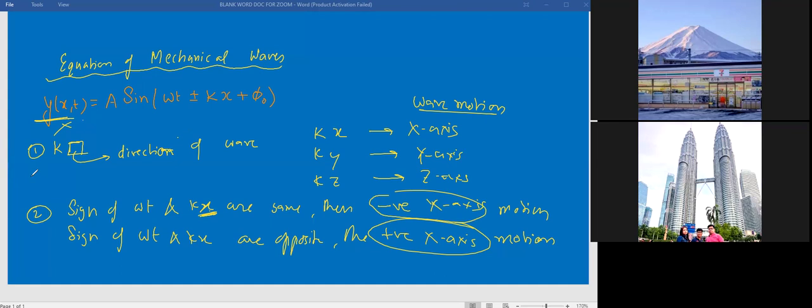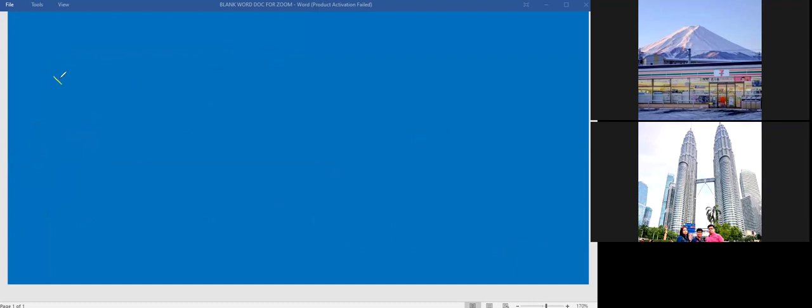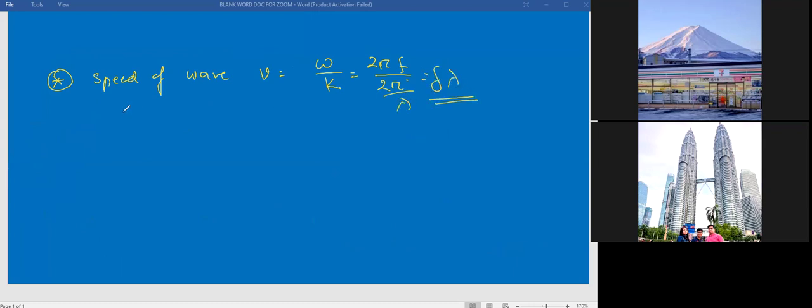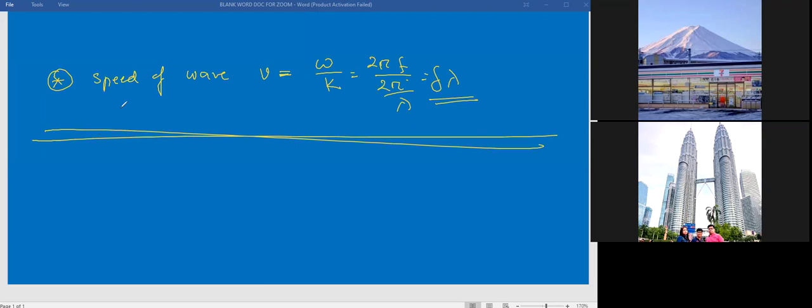So now, one more thing. From this definition, you can also get the speed of wave. So speed of wave is given by omega by k. That is, omega is 2 pi f, k is 2 pi by lambda. That is f lambda. We know this. This is the speed of wave. Write it down and then we'll see some questions.